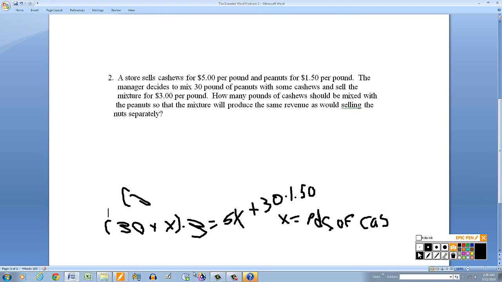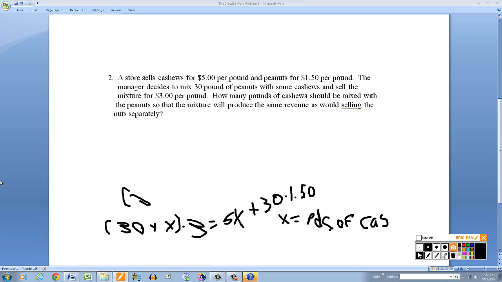Okay, so there's my equation. Taking 30 pounds of the peanuts, we're adding X pounds of the cashews. We want that to be $3 per pound, so multiply it by 3, and that should equal the same revenue as we get by selling the nuts separately. So the cashews normally sell for $5 per pound, so that's 5 times X. There's 30 pounds of peanuts, and they normally sell for $1.50 per pound, so there you have it.